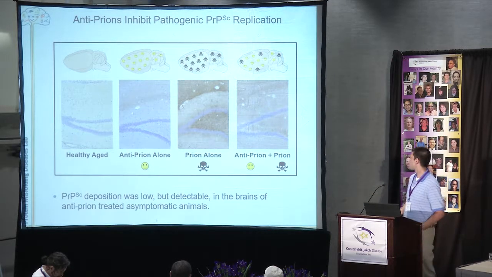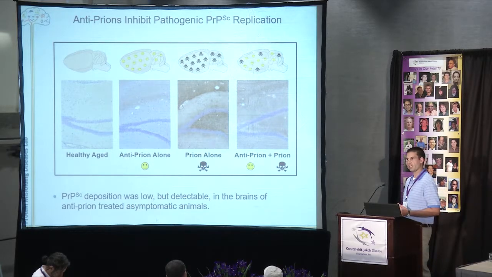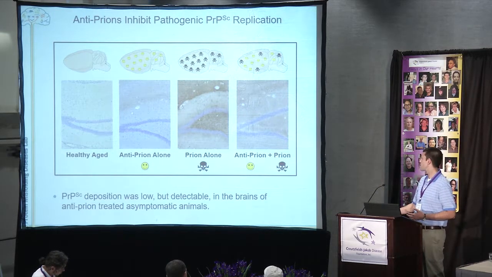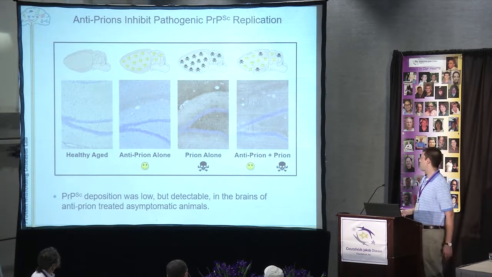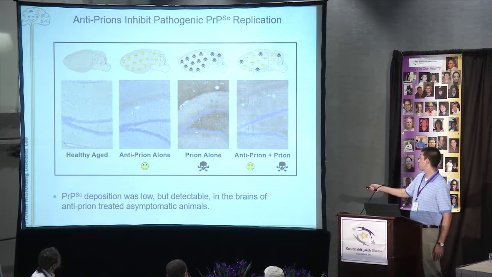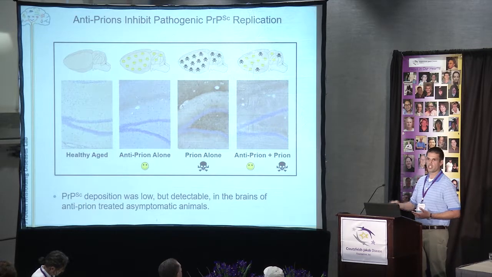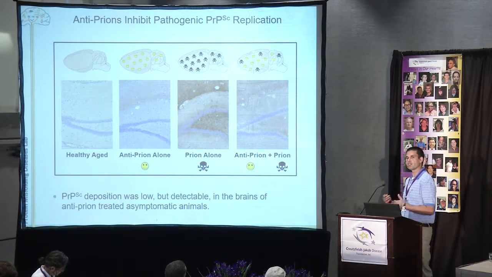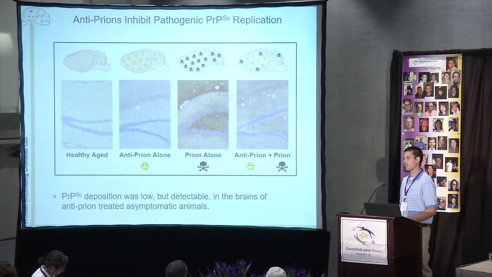Now the group that stayed asymptomatic, the group that received the pre-treatment with the antiprion, never showed clinical disease. When we stain their brains, there's sort of an intermediate load of PrP scrapie. There's more PrP scrapie than what you see in animals that receive the antiprion alone, but there's much less than the animals that receive the pathogenic prion alone. So what this is telling us is that it inhibits the pathogenic prion from replicating, but it doesn't completely stop it, but it slows it down enough to prevent the disease in the lifespan of these animals.